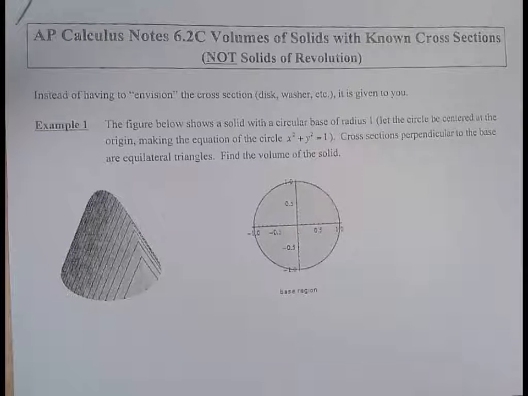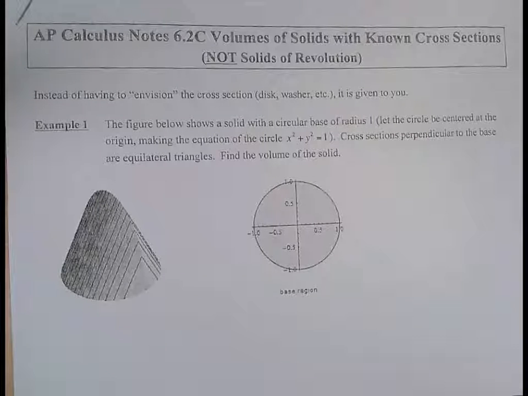When you had a washer, you saw a circle with a smaller circle cut out. So that's why you were taking the area of the larger circle minus the area of the smaller circle. But again, you were integrating the area of that washer to get the volume of the solid. Here, you don't have to determine what the cross-section is. The problem tells you what it is.